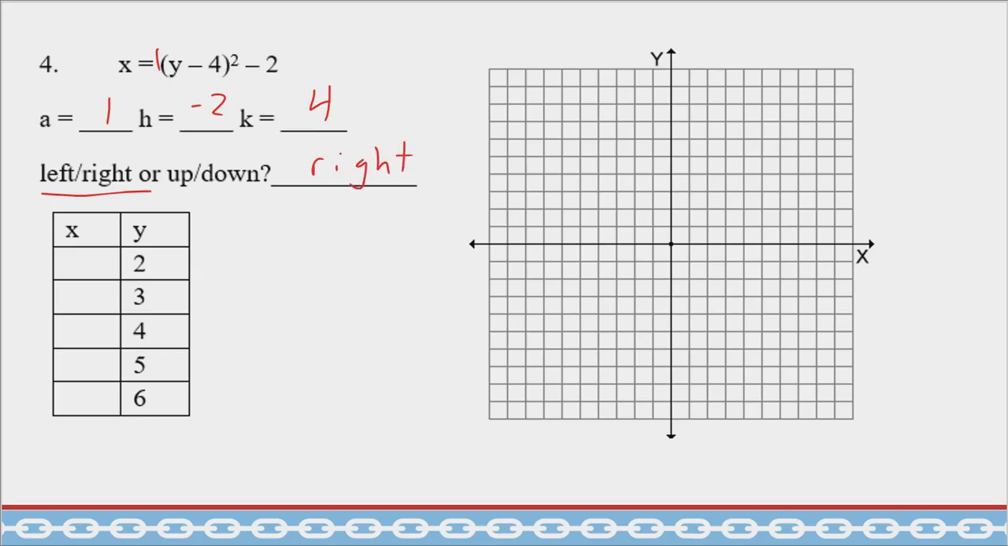You can always check that in Desmos by typing things in. One thing Desmos will not do, and neither will the TI-83s, is give you a table for an x equals equation. So we have a vertex at 2, negative 4, and it's going to open to the right.